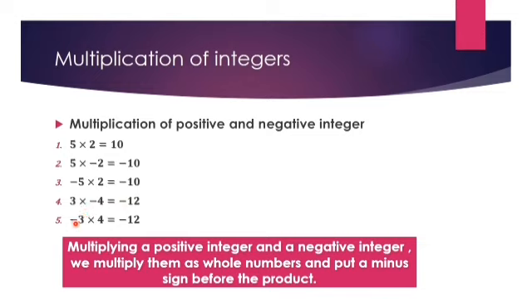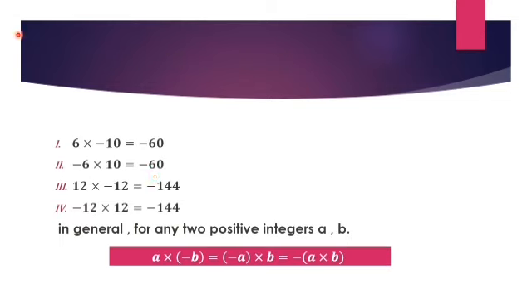The next example, minus 3 into 4. Minus 3 is negative, 4 is positive. 3 into 4 is 12, and we put a negative sign before the product. That's the rule: multiplying a positive and a negative integer, we multiply them as whole numbers. Whole numbers means normal numbers, 0, 1, 2, 3, etc. We simply multiply the numbers and put a minus sign before the product. Did you get it? I will give you one more example.